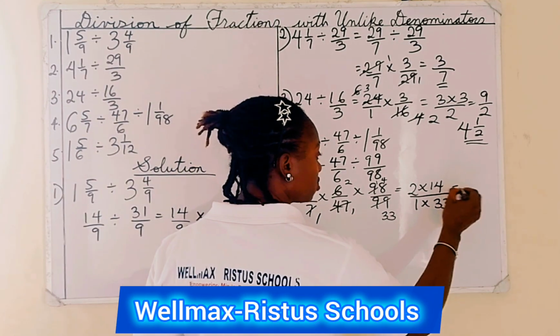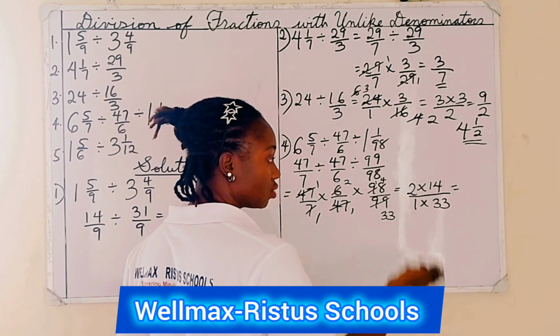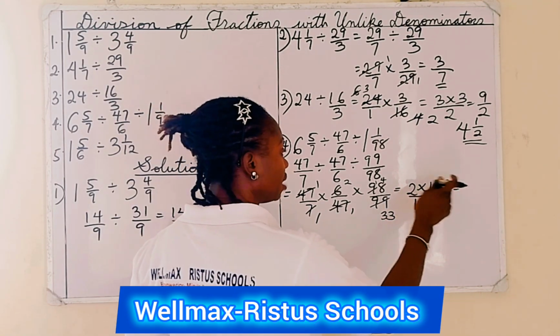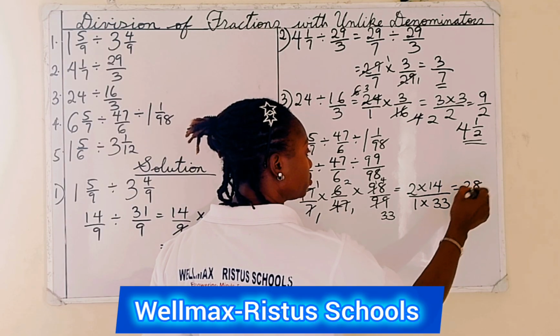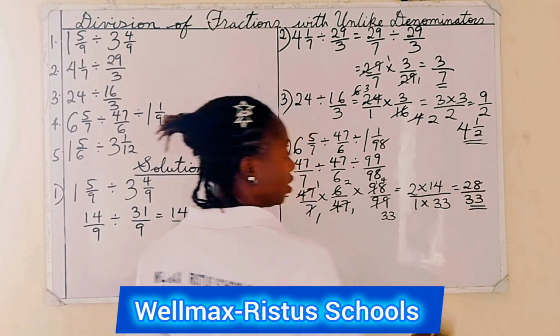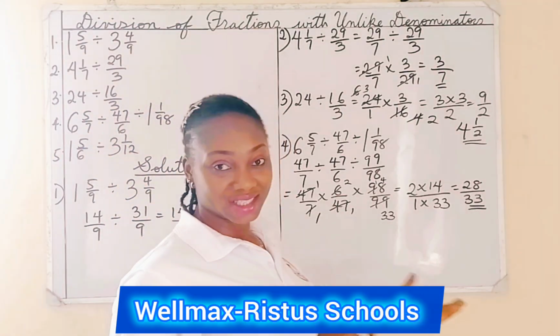Now nothing can go into 14 and also 33. 2 cannot go, 3 cannot go. So we're going to multiply them out. 2 times 14 will give us 28, and 1 times 33 will give us 33. And that's the final answer for this question. I hope it's not difficult to understand.